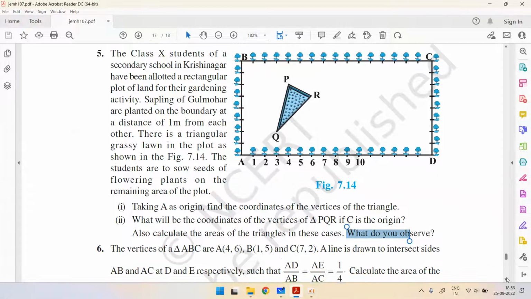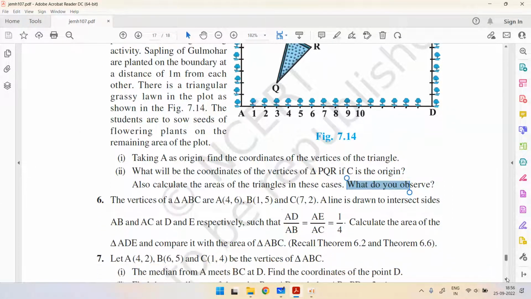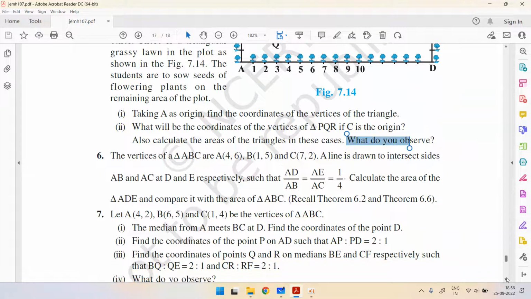Now what is the sixth question? The sixth question says that the vertices of triangle ABC are: A is 4,6, B is 1,5, and C is 7,2. A line is drawn to intersect sides AB and AC at D and E respectively, such that AD by AB is equal to AE by AC equal to 1 by 4. Calculate the area of ADE as compared to the area of ABC. And they are saying to recall the theorem from 6.2.